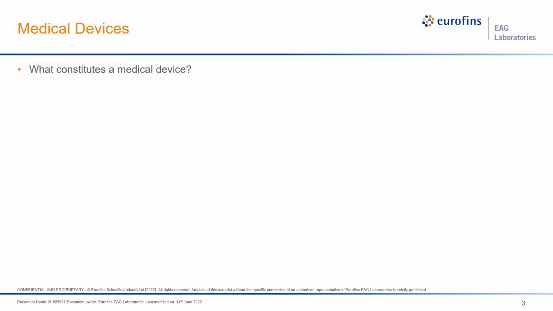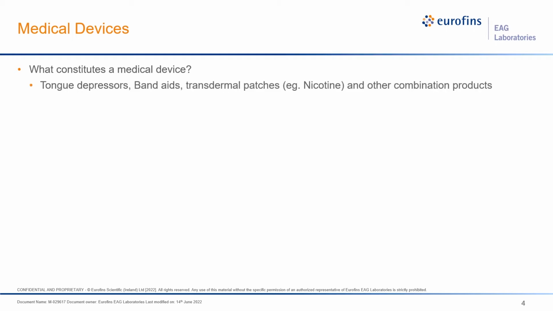What constitutes a medical device? A vast number of products are considered as medical devices, and the level of scrutiny varies on the classification of these devices. These could be simple devices such as band-aids, transdermal patches like nicotine patches, or combination products that incorporate a device and a drug.